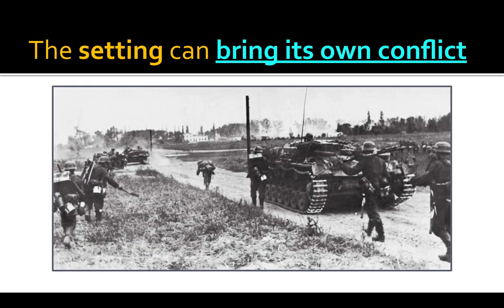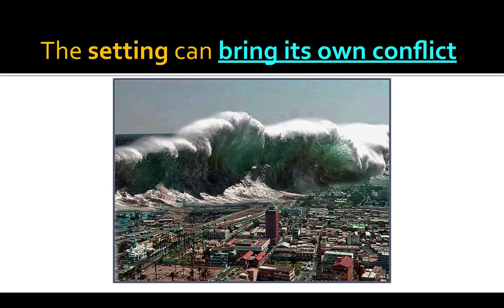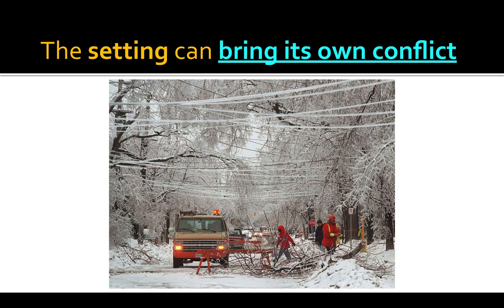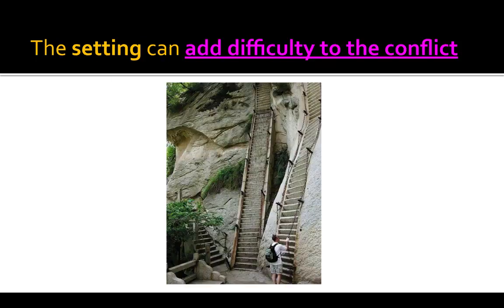So the setting can bring its own conflict, like in war. So World War II or any other conflict can be affecting the characters. Or the Great Depression, society, everyone's facing unemployment and struggling with money. Or it could be something like a natural disaster with a tsunami, or maybe an ice storm that people have trouble getting through. There's damage done, no electricity. So the setting can bring its own conflict. Another way would be maybe just being in a different country where you don't understand the language. That setting creates a conflict there.